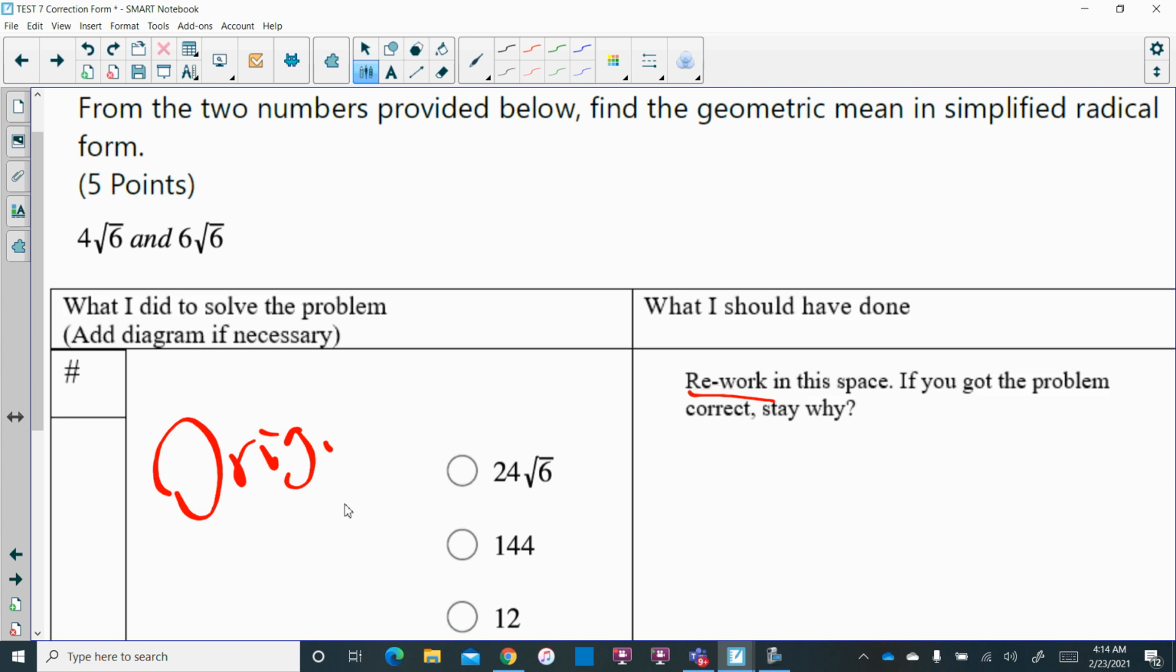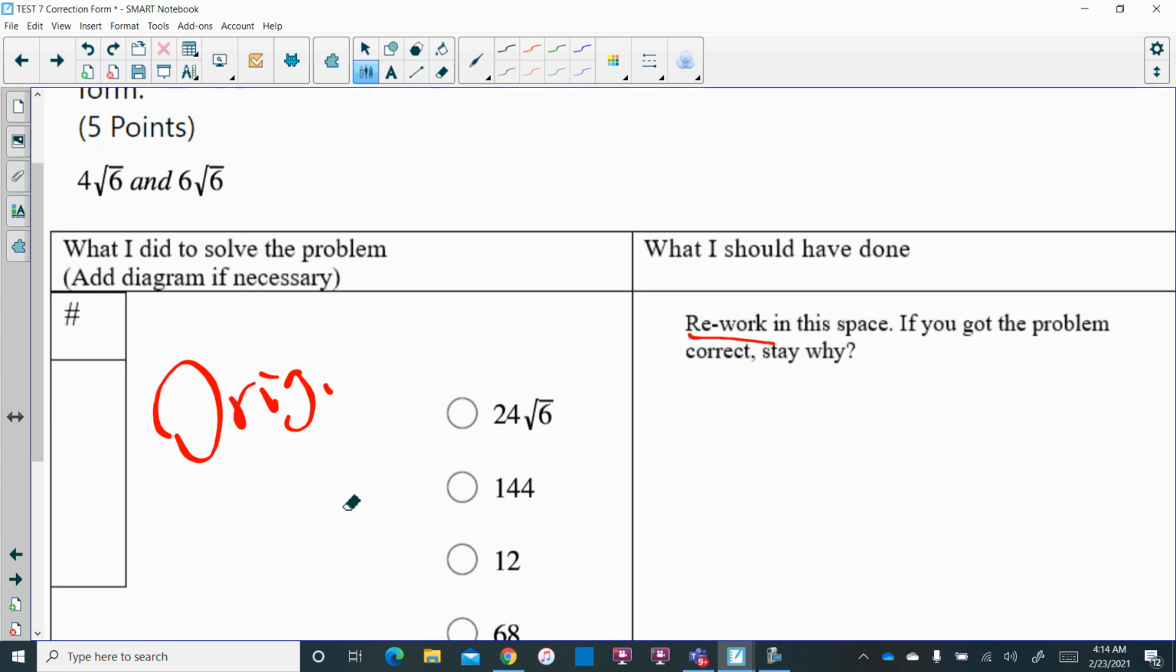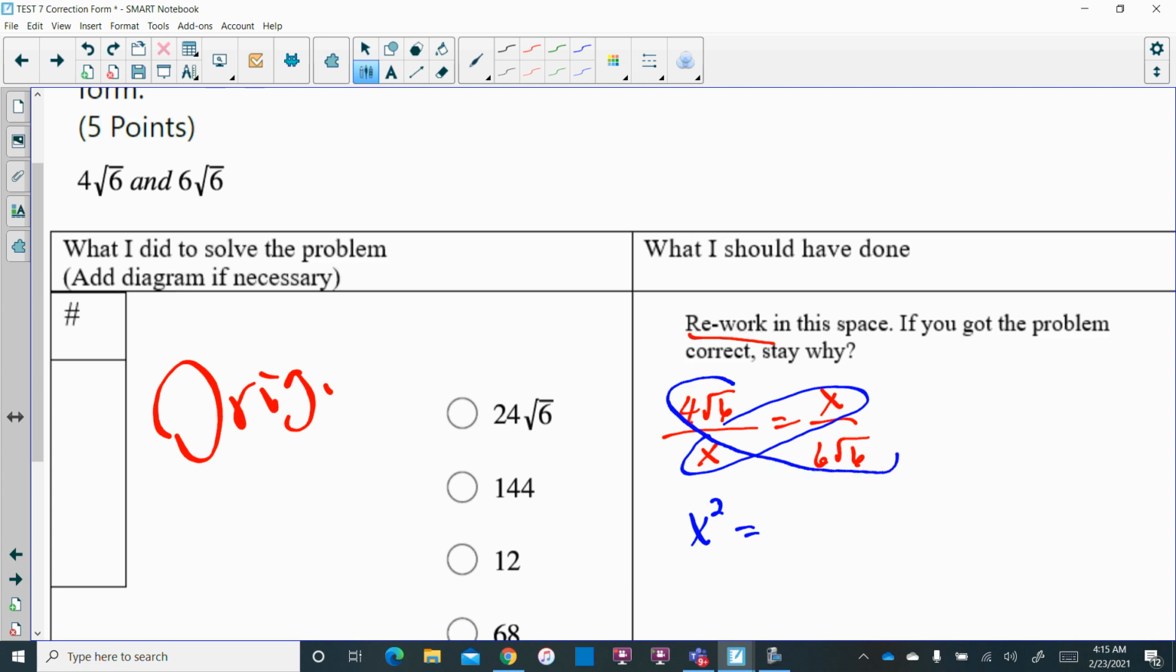This was the one on number 7, which is the same thing. So I'm just going to go straight to the setup. We should have had 4 root 6 over x equals x over 6 root 6. Okay, so when we cross multiply, which we just talked about, x times x is x squared. And then on this problem, when we cross multiply, we're doing 4 root 6 times 6 root 6. That means we're going to multiply the numbers on the outside, so that's 24, and then multiply the radicands, the numbers on the inside, which is 36.